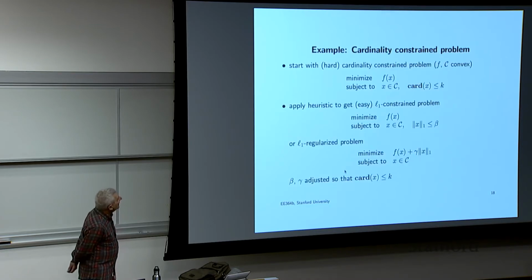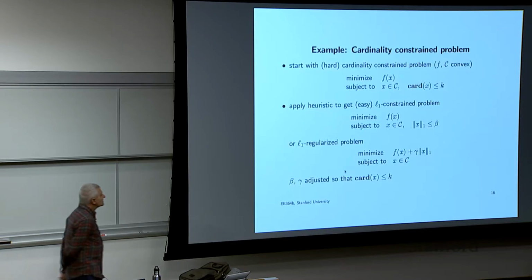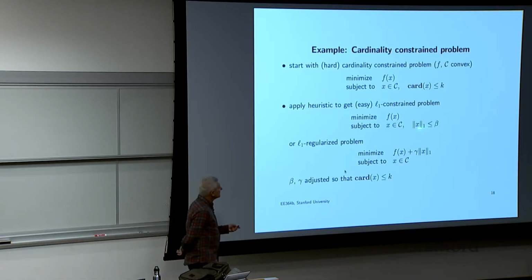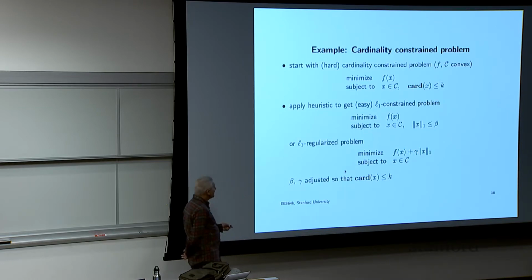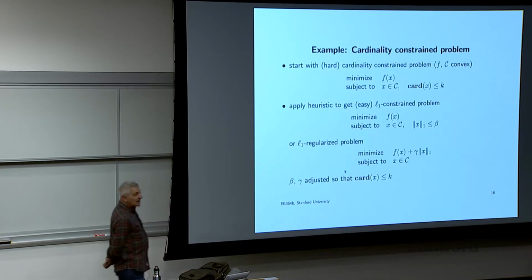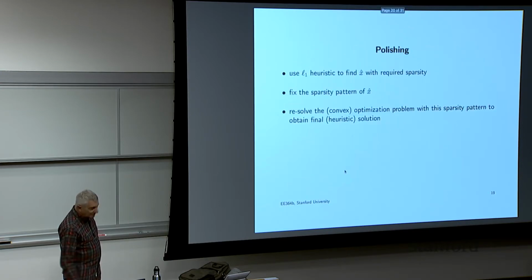Okay. If you had a cardinality constrained problem, there are lots of ways to do that. One way is to literally just replace this with an L1 norm and you have something that looks like this. Or you can make it an L1 regularization. You can actually add this regularization term to the objective. And then you adjust beta and gamma until the cardinality is what you want. Right, so these are the most basic ways that people might do this.